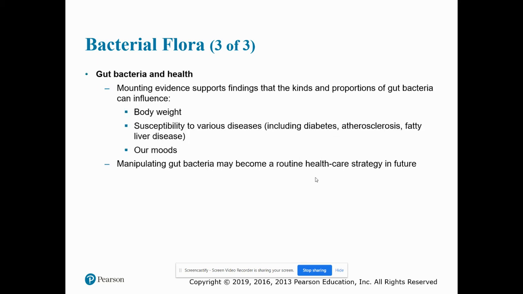There is evidence that supports findings that the kinds and proportions of gut bacteria can influence an individual's body weight, susceptibility to various diseases like diabetes, atherosclerosis, fatty liver disease, and our moods. So in the future, manipulating gut bacteria may become a routine healthcare strategy.